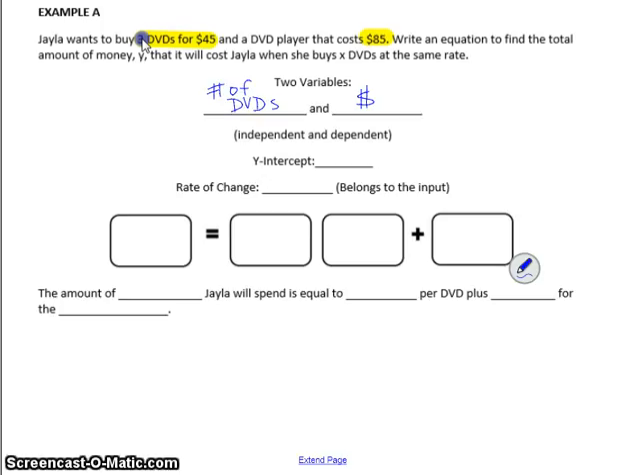So if I can get 3 DVDs for $45, how much money is it going to cost for just one DVD? So $45, I get 3 DVDs. But I want to know how much for one DVD. Because in order for me to find my rate of change, it has to be with the denominator of 1. I need that unit rate. So I put an X up here. All I have to do here is cross multiply. 45 times 1 gives me 45. And then 45, I then have to divide by 3. So 45 divided by 3.